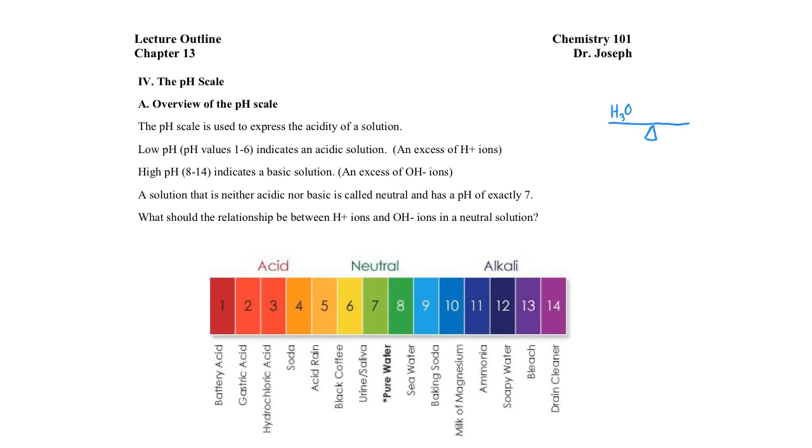We can think of this as sort of a scale where it's almost like a balancing act, where if there's a perfect balance, we have a neutral solution. But if there's an excess of proton, it's acidic, and that has a low pH value. And if there's an excess of hydroxide, that means it's a high pH or basic.